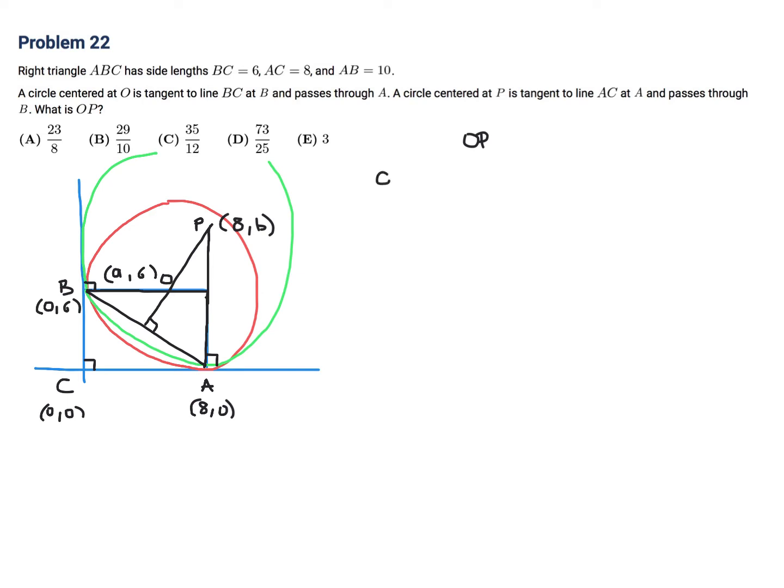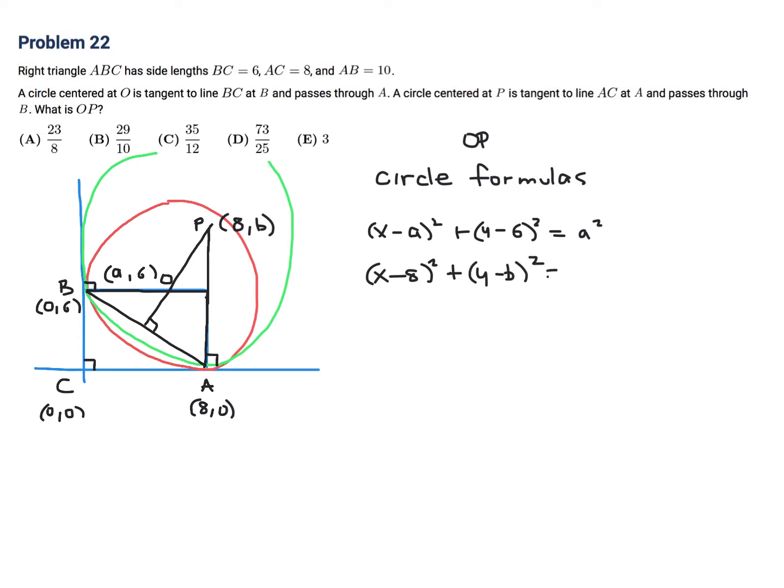Okay, well, the circle formulas, you guys know how to figure out the formula of a circle. The first circle, the circle at O, looks like (x minus a) all squared plus (y minus a) all squared is equal to a squared, right, because a is the radius. And the next circle, the circle centered at P, that is (x minus 8) squared plus (y minus b) squared is equal to b squared.